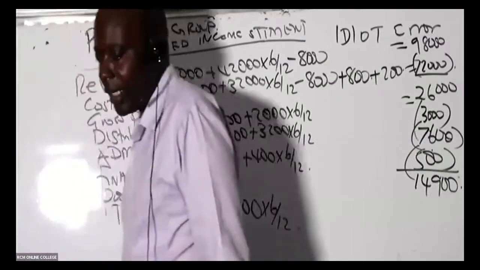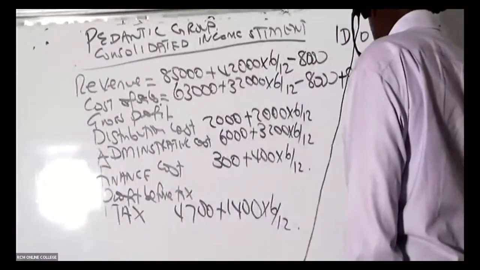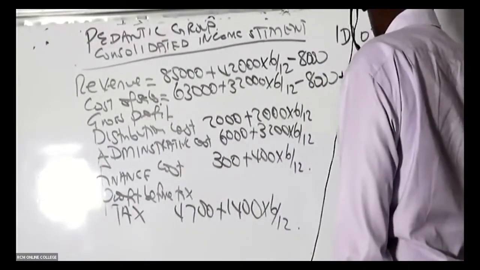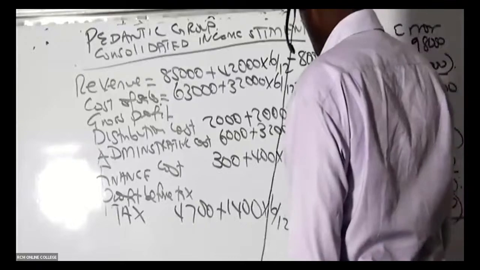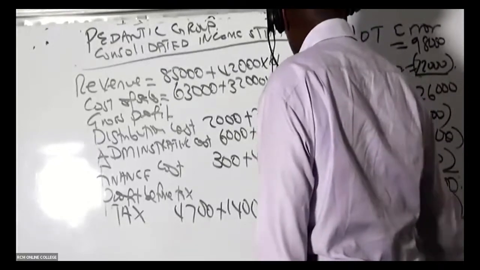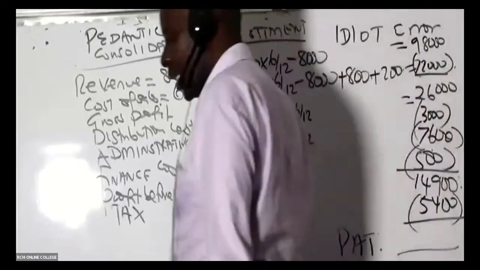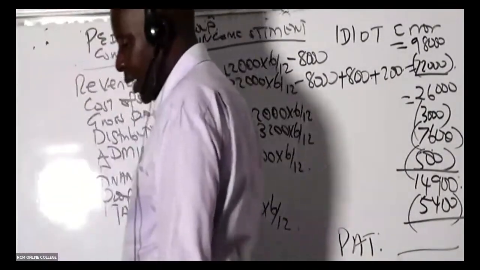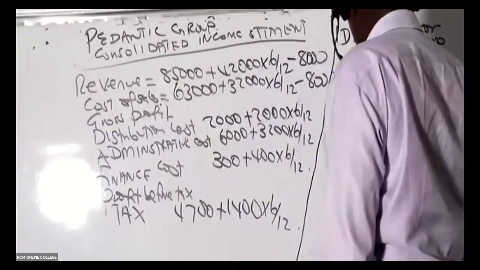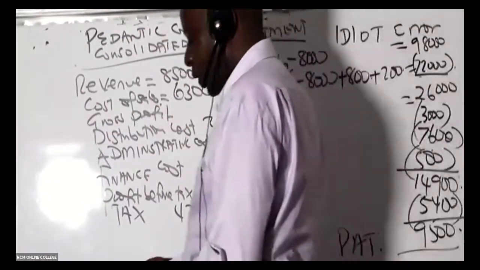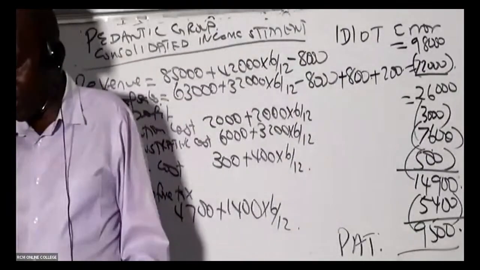Taxation is 5,400. So you go ahead and deduct like that, for you to be able to give us what we call profit after tax. Profit after tax is 9,500.